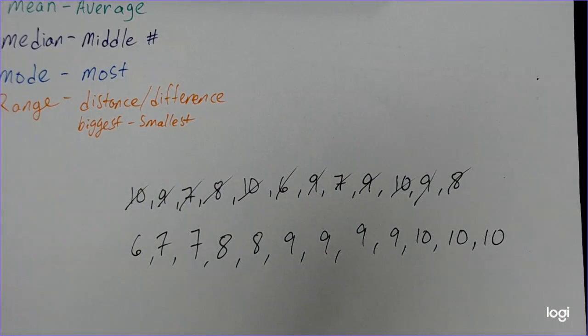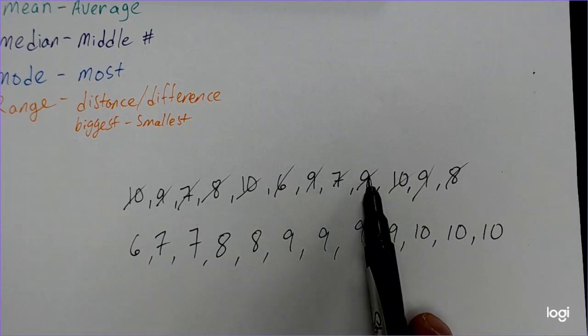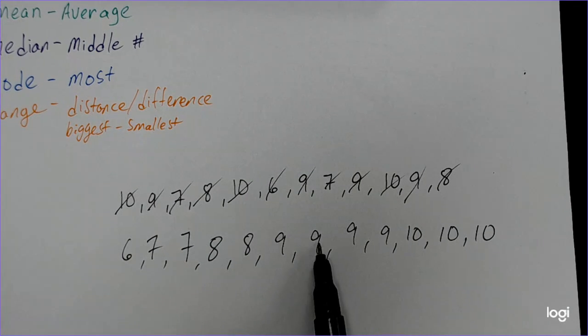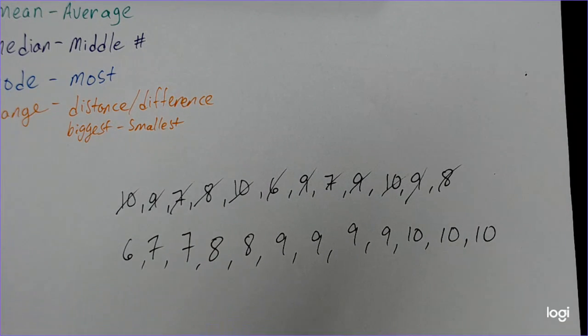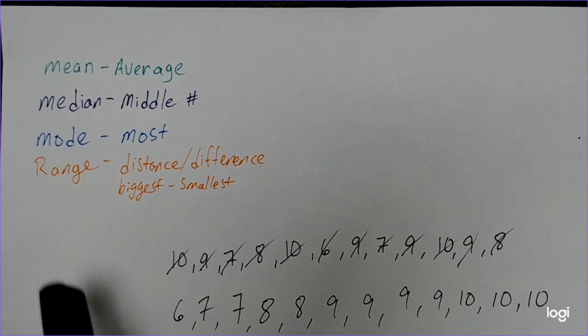Great. Now I've successfully rewritten my numbers in order, and here's a great step to check to make sure you didn't miss any. Let's count this. 1, 2, 3, 4, 5, 6, 7, 8, 9, 10, 11, 12 numbers. Great. I know I didn't miss any now. So now that I've got my 12 numbers in order, let's start with the mean.